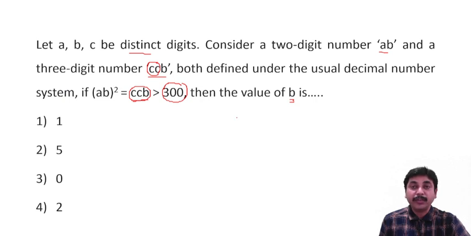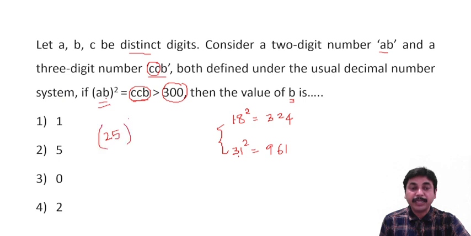Now, this CCB is greater than 300. That means if you know the square numbers, 18 square is 324 and the largest three-digit perfect square is 961. So whatever this AB is, it should be between 18 and 31. Now see, the unit place is reflected the same. Suppose I take 25 square, that will be 625. So this is 5, this is 5, but these both digits are not the same.